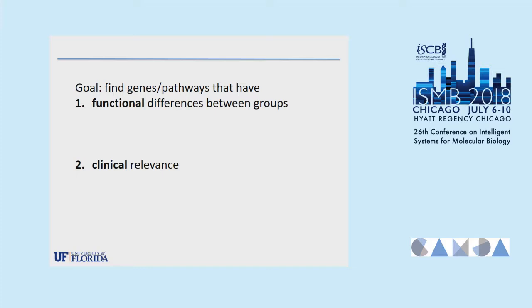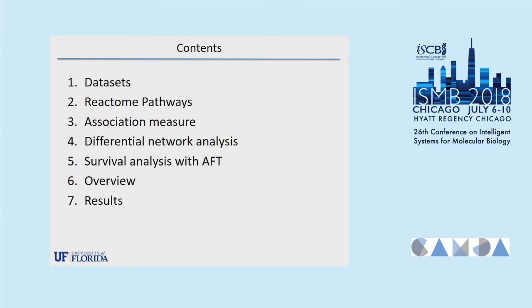My goal is to look for genes or certain pathways, or genes in particular, that have functional differences between clinically different groups of a particular cancer, and also genes that have some sort of clinical relevance. There are four basic parts to this.